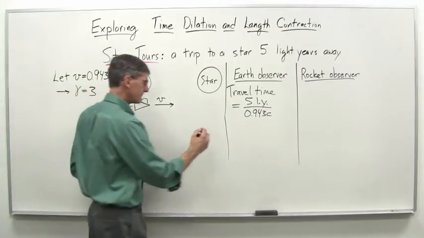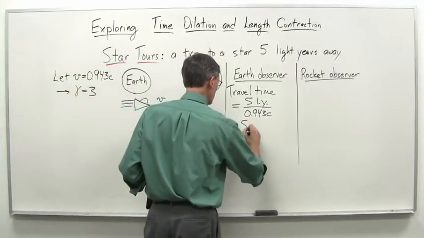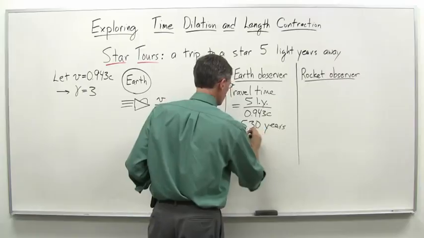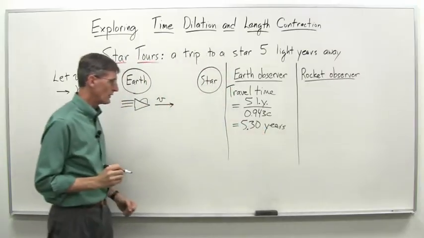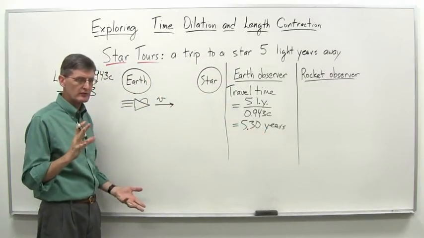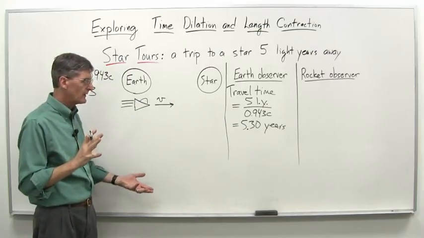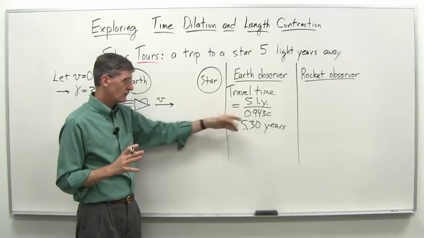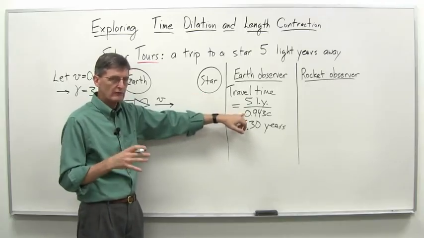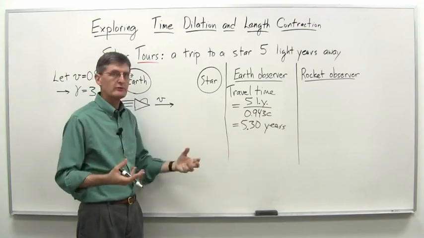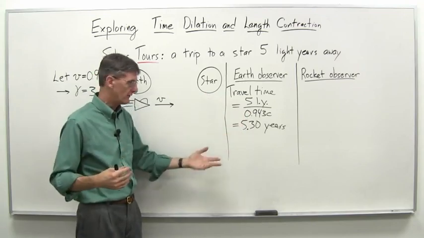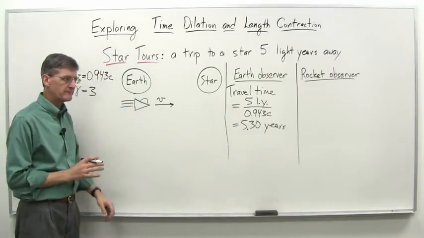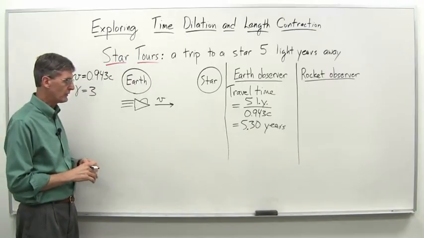And if you do that, it comes out to be 5.30 years. It's always good to check: does that make sense? Well, 5 light years, and you're not going quite at the speed of light, just a little less, so you would assume it takes a little longer than 5 years to get there, and of course that's the answer we get, 5.3. So that checks out in terms of how we think about that.